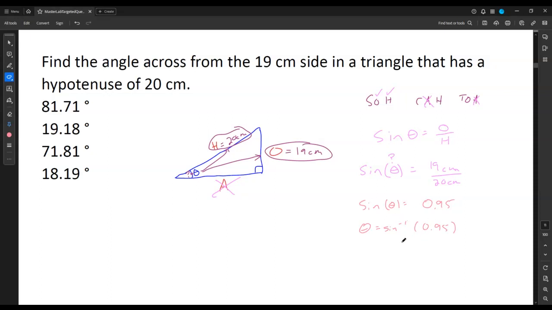And that's just some horrible, nasty, ugly function that your calculator knows how to do. Thankfully, we don't need to know anything about that specific process. We just know that sine inverse happens to this thing, and it works backwards to give us what the angle must have been in the first place. So plus or minus a tiny bit of rounding, depending on what the numbers are and what you wrote down, this is going to give us 71.81 degrees.